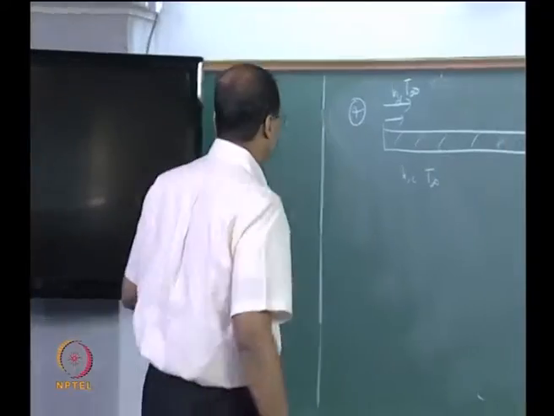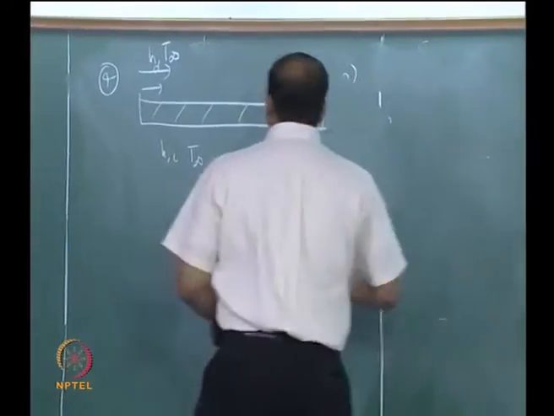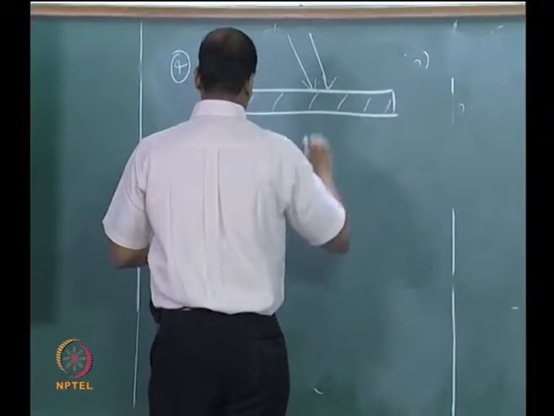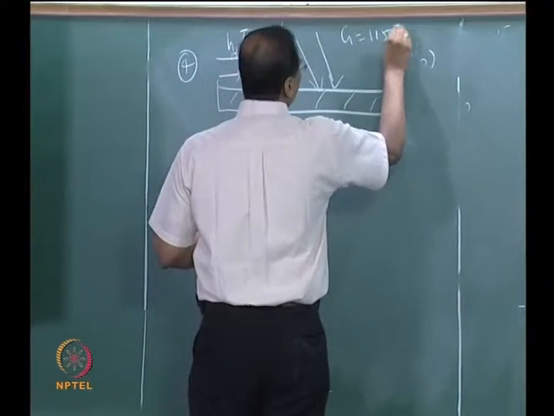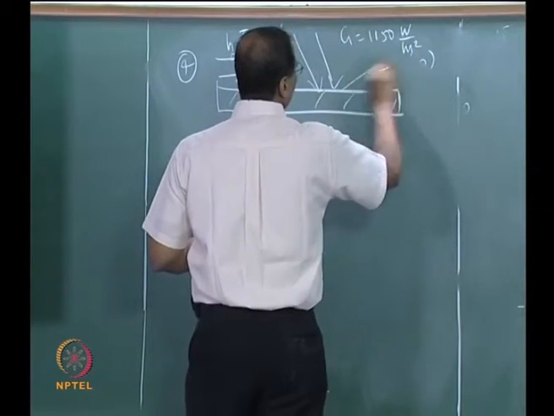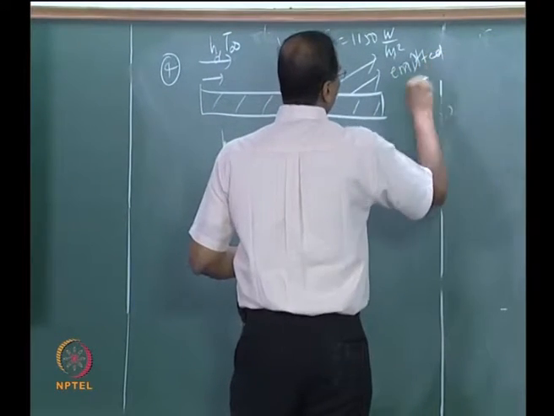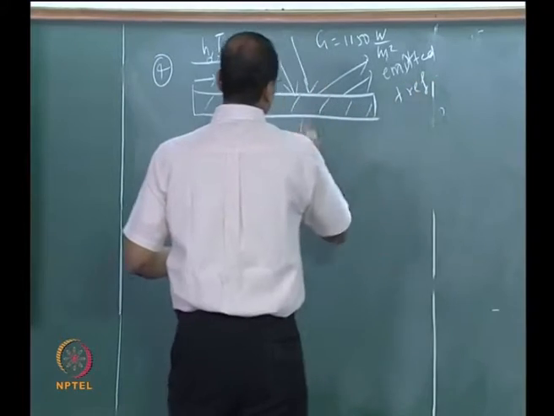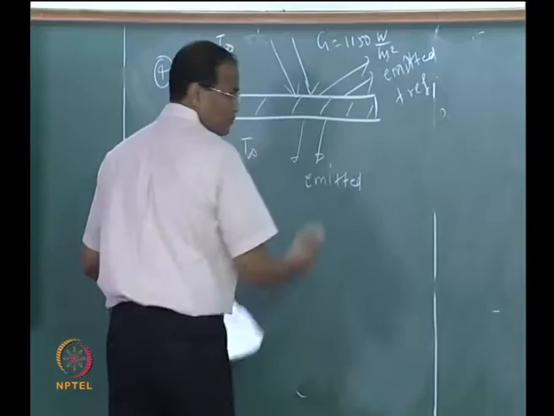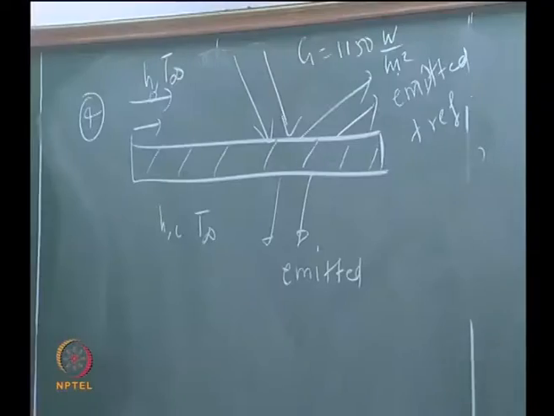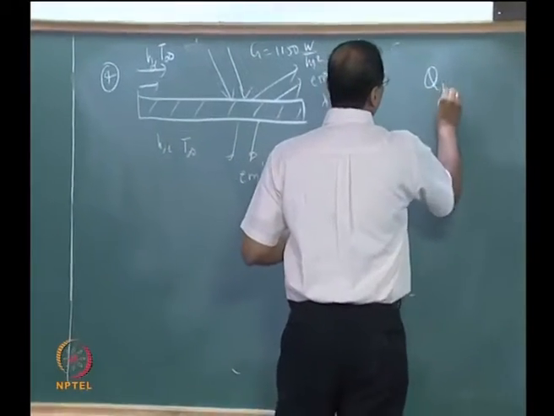Now there is an incident radiation. So what is the G? I or G is 1150. Out of this there is emitted plus reflected. Here you have emitted. Now if you do the energy balance, basically Q net equal to 0.